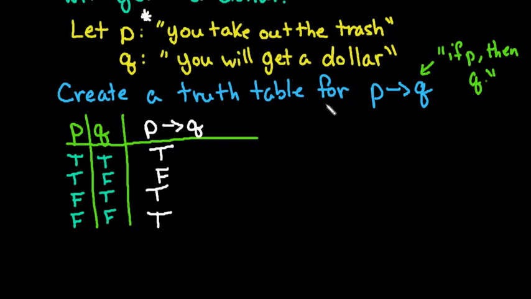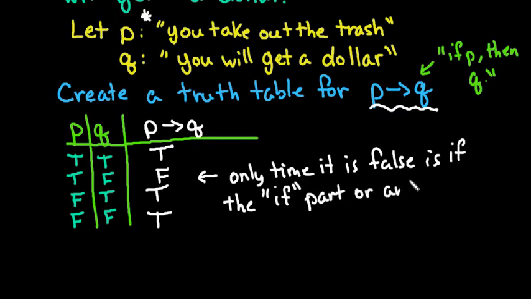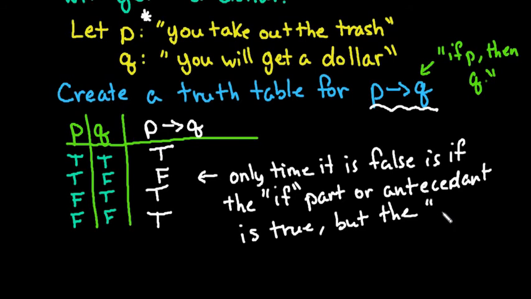So with this, anytime that you have if P then Q, the only time it's false is if the if part, or antecedent, is true, but the then, or consequence, is false.